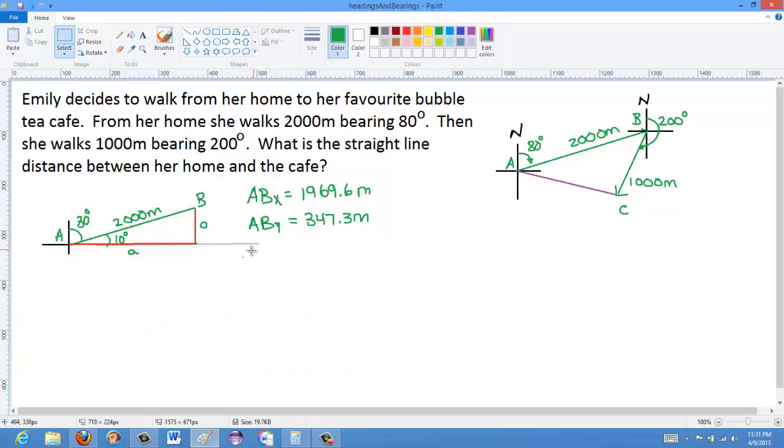Now I'm going to get rid of these because I'm going to need the space. Let's take a look at this other bearing here from B to C. From B to C I've got something like this, and starting there, I've got something like that.